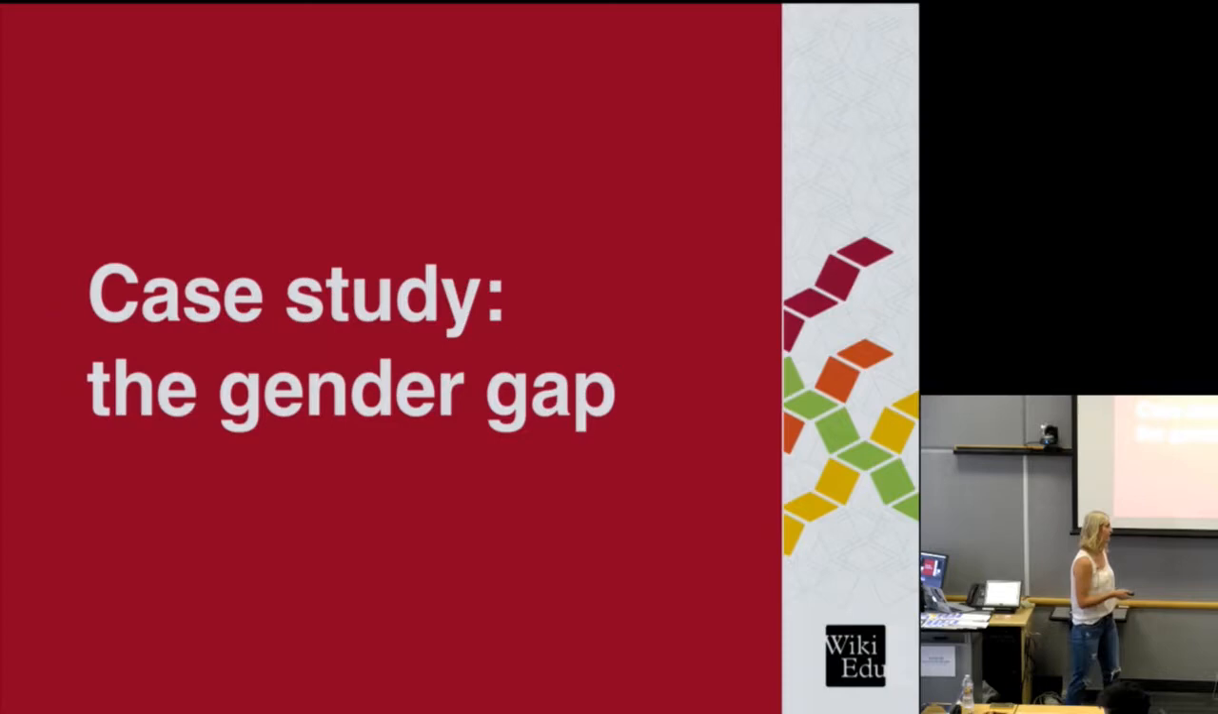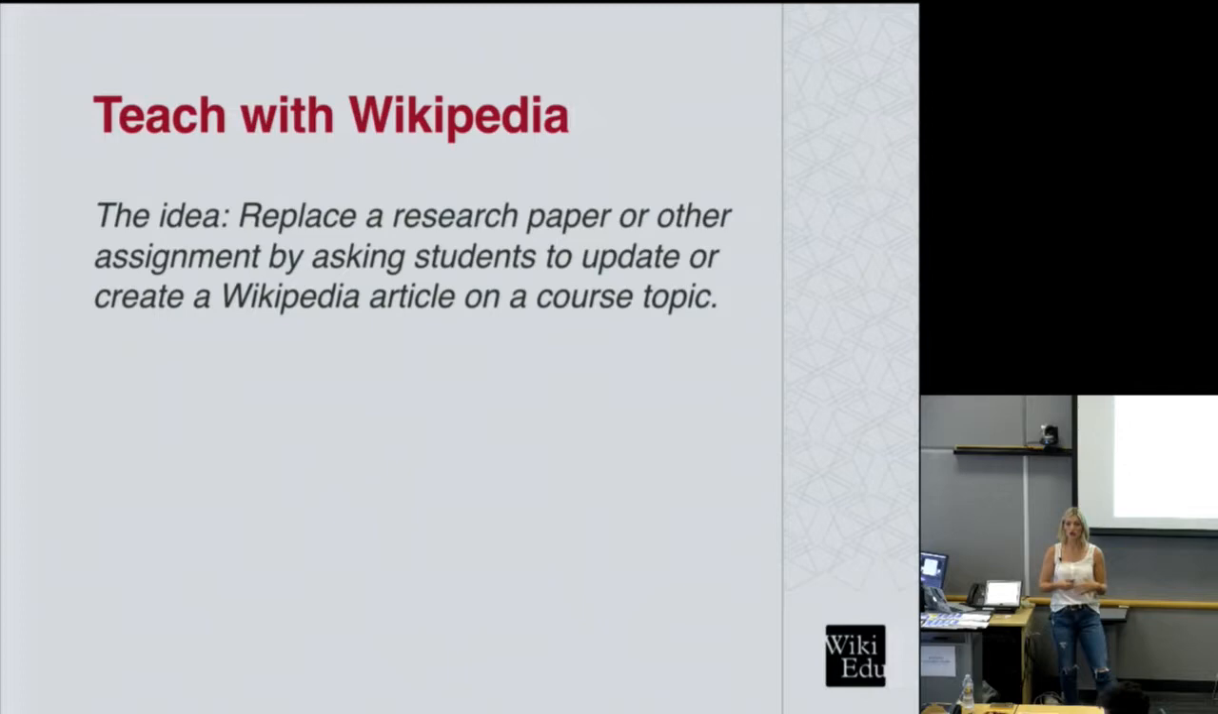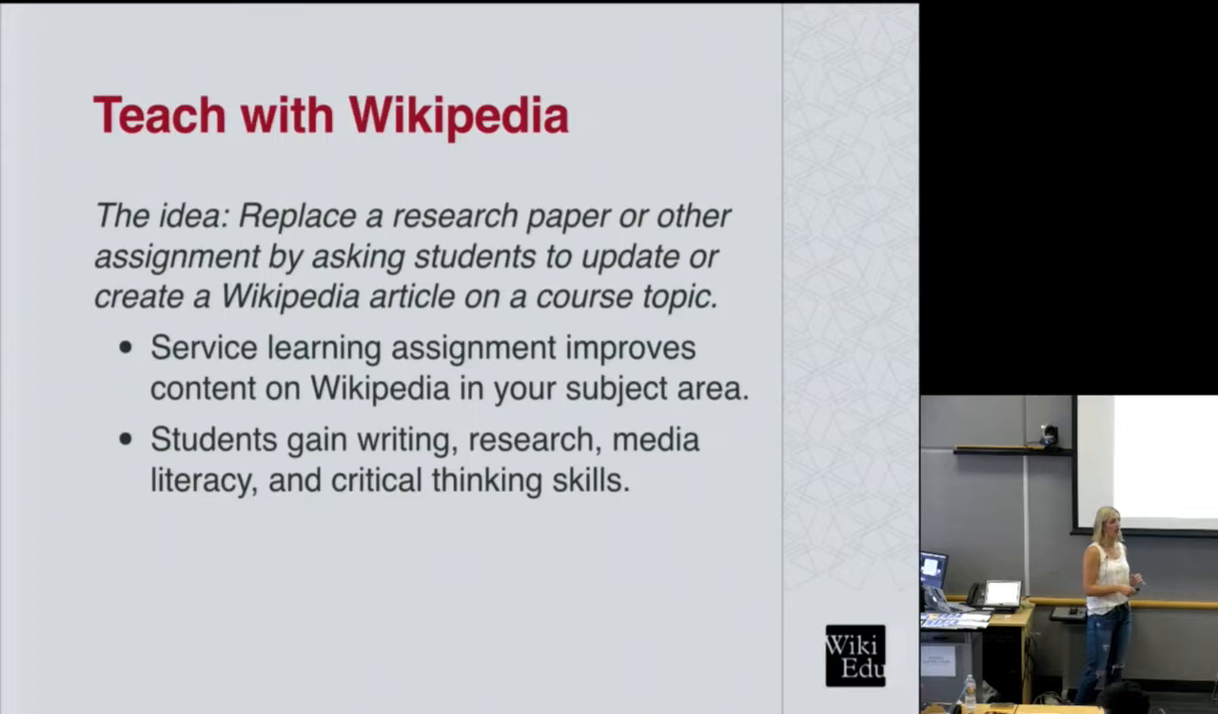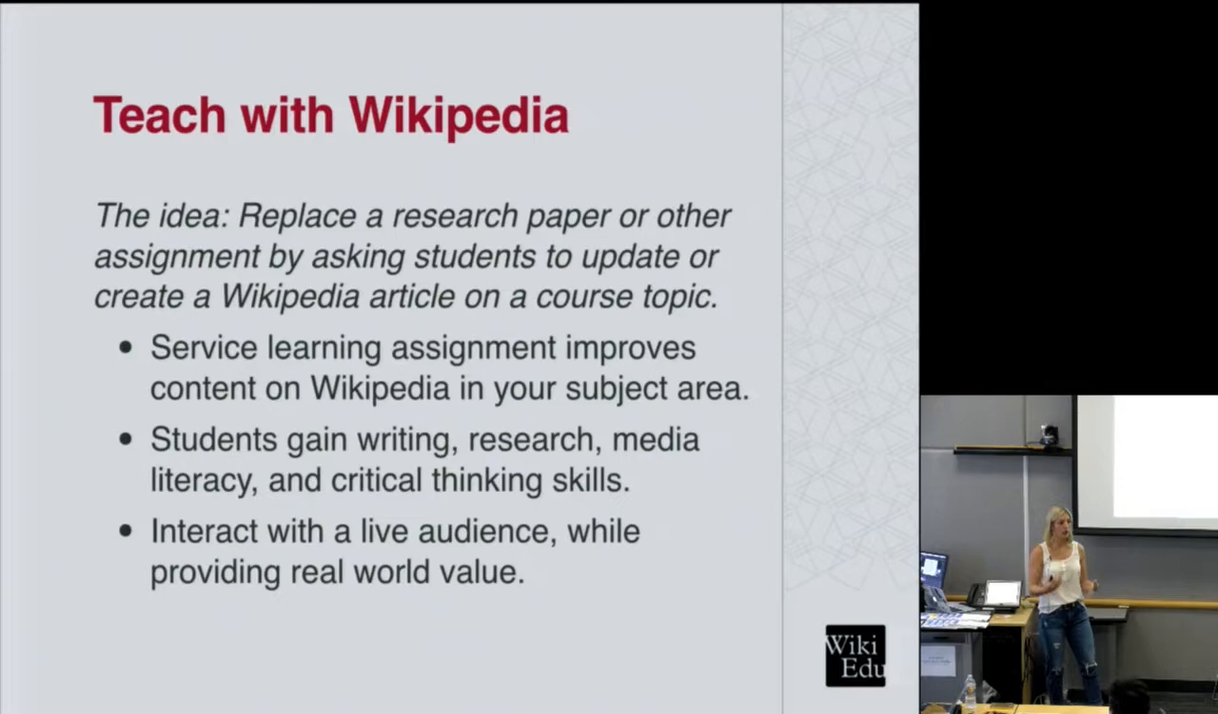So the idea is to replace a research paper or some kind of writing assignment in your course with the Wikipedia project. We provide all the scaffolding. I'll get into that later. This is very much a service learning assignment for students. They are also gaining research and writing skills. They're thinking about what an annotated bibliography is, and how to put that work and effort onto Wikipedia. They're interacting with the Wikipedia community and with each other. We build peer review into our assignment template. And at the end of the day, the students understand that this is not busy work.